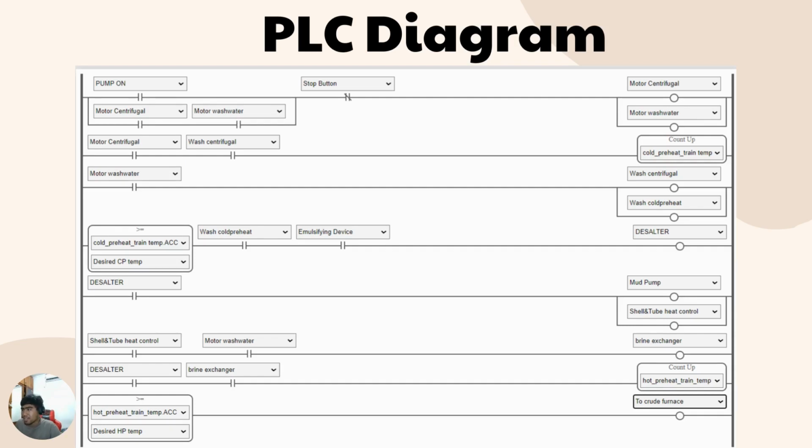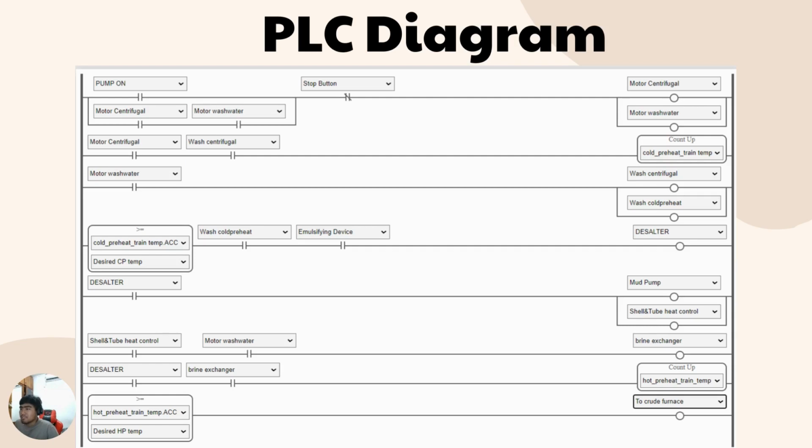And then the fourth rung is to activate the desalter with conditions: the cold preheat temperature is at the desired value, the preheated oil is mixed with wash water, and the emulsifying device has finished breaking down the water in oil emulsions. After those three conditions are met, the desalter will turn on. After the desalter is activated, in the fifth rung, the mud pump and shell and tube heat exchanger are activated.